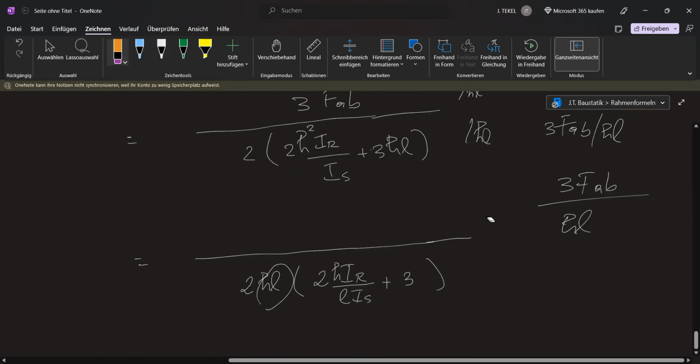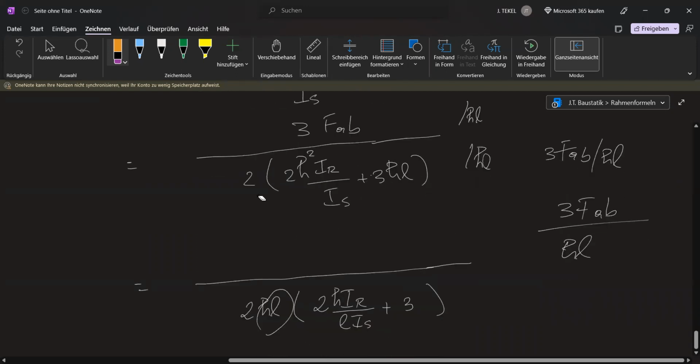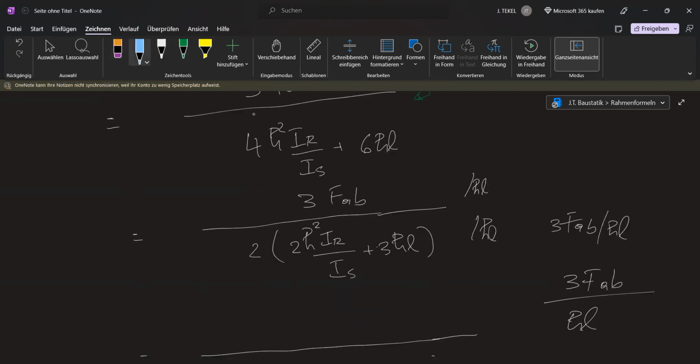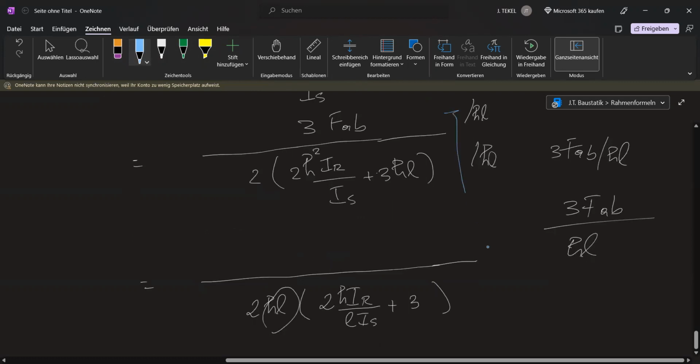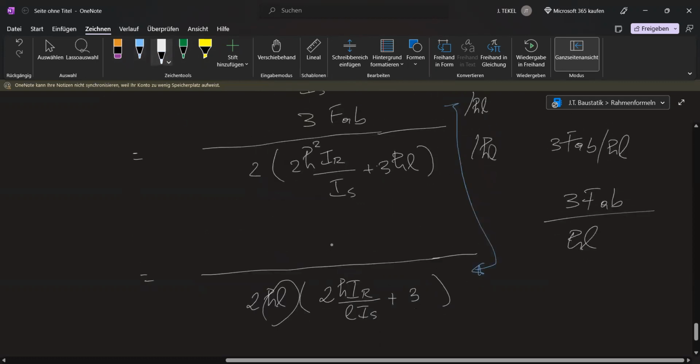And so you can look at it either way. You can say that we divide the numerator and denominator both by H times L, or you can say that here in the front we multiply by H times L, and in the brackets we divide by H times L. It doesn't matter how you look at it. The result is the same, and it's equally correct mathematically. So 3 FAB.